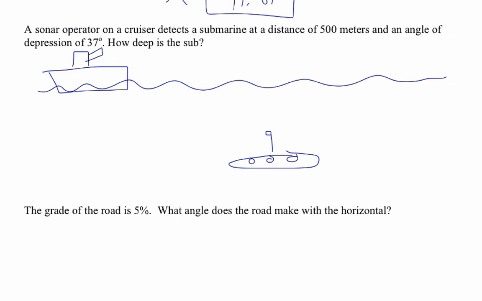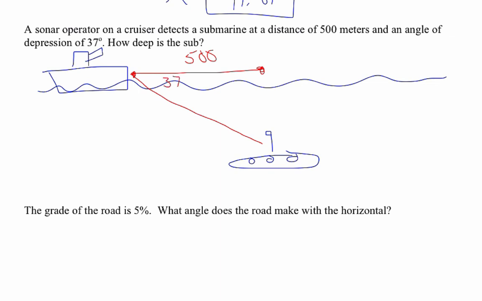It says the cruiser detects the submarine at a distance of 500 meters. Now this leaves a little bit open to interpretation. I interpret that since the cruiser can only detect how far it's going to travel on the water, from the cruiser to the submarine along that water is 500 meters. And it says the angle of depression is 37 degrees. So if that cruiser were to look directly at the submarine, then the angle of depression is 37 degrees.